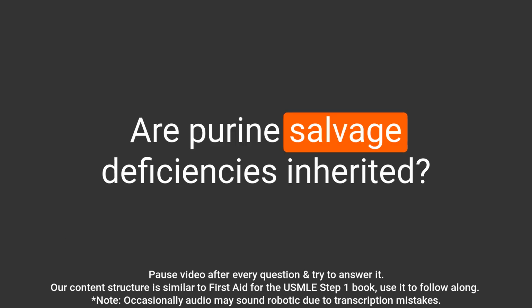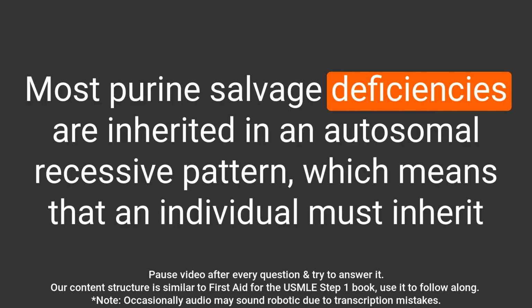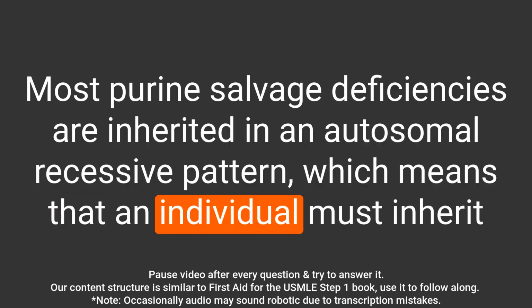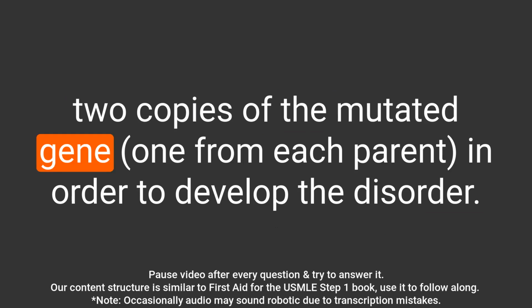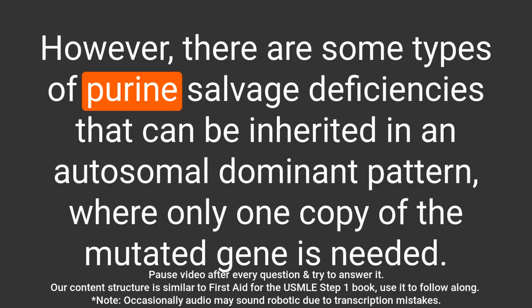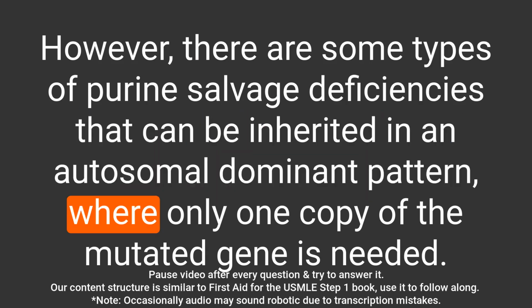Question: Are purine salvage deficiencies inherited? Answer: Most purine salvage deficiencies are inherited in an autosomal recessive pattern, which means that an individual must inherit 2 copies of the mutated gene in order to develop the disorder. However, there are some types of purine salvage deficiencies that can be inherited in an autosomal dominant pattern, where only 1 copy of the mutated gene is needed.